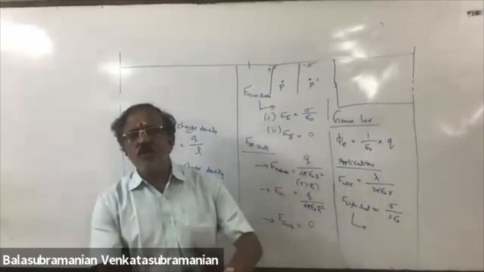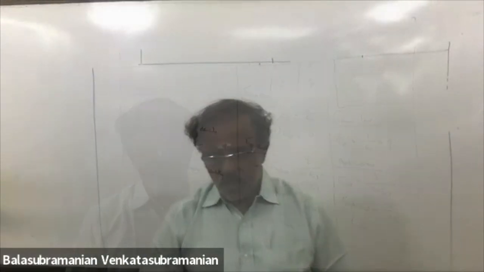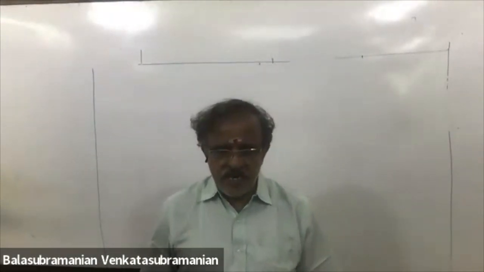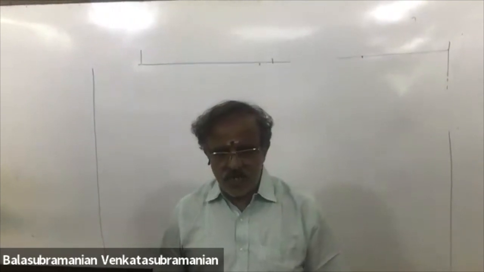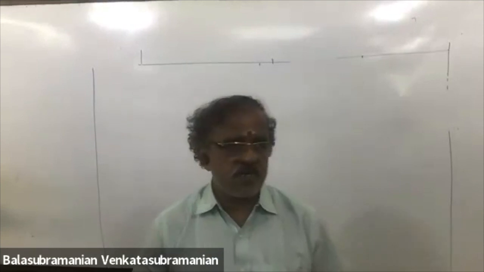Related to that, we'll go to the problems. Okay. If a body gives out 10 power 9 electrons every second, how much time is required to get a total charge of 1 coulomb from it?